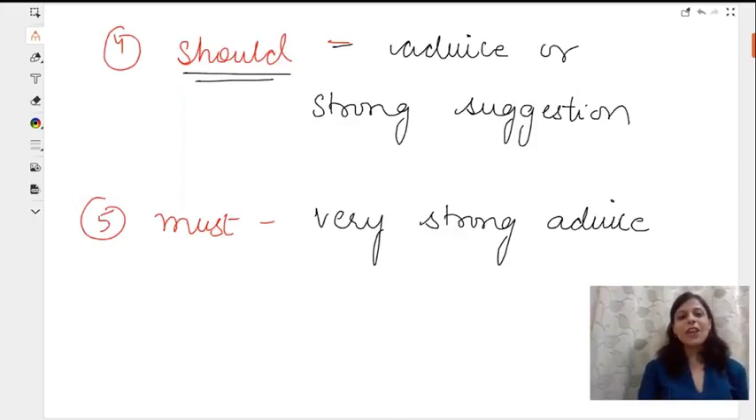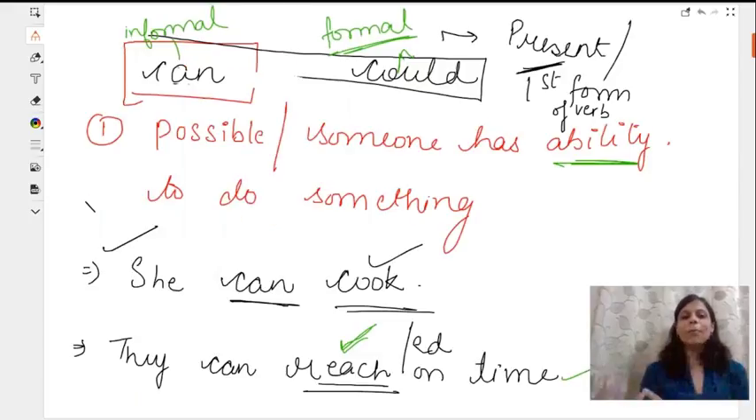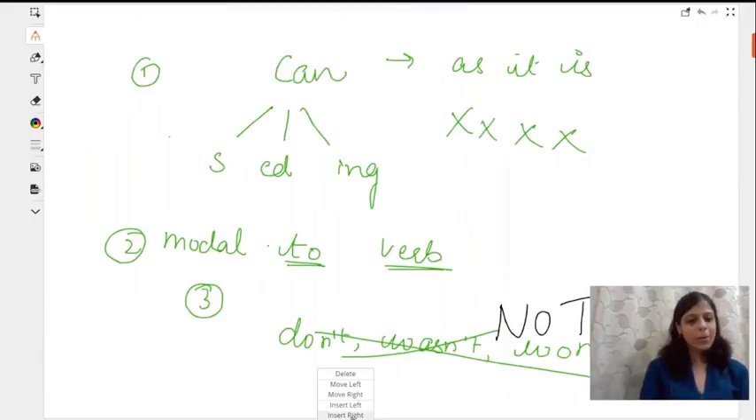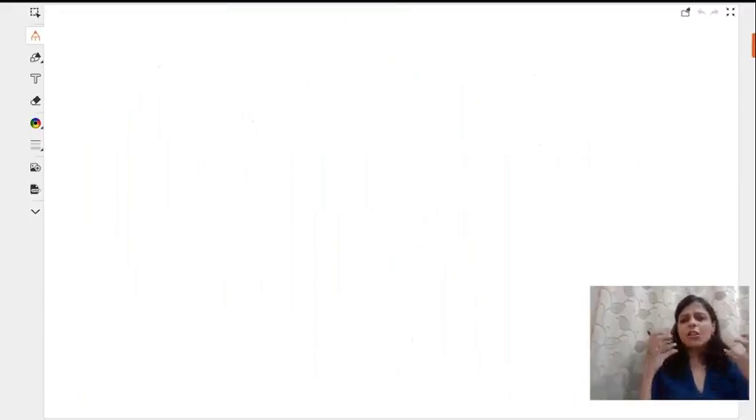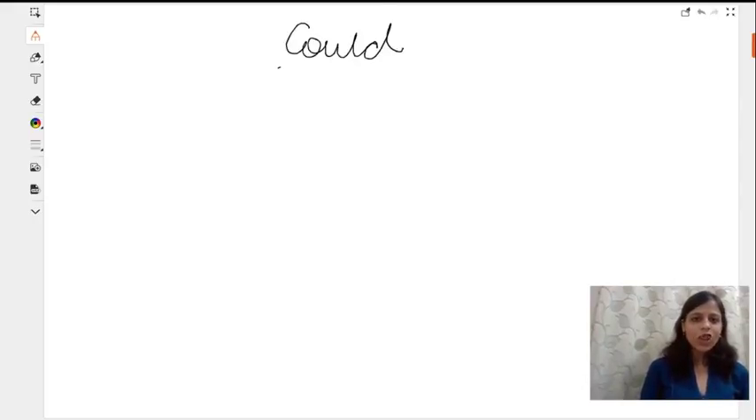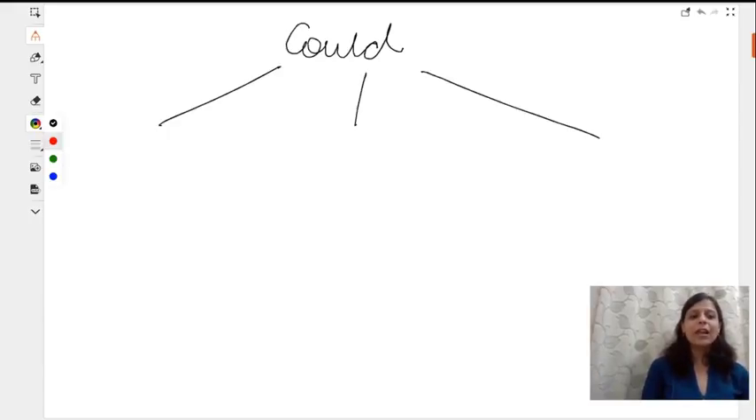Okay, so we are left with can, right? Can, you told me, is about possibility, or when ability is concerned, you use the modal can. What about could? The basic question and the most important question for the day is, when do I use the modal could? Now, I'm going to give you 3 sets of examples where you can use the modal could.